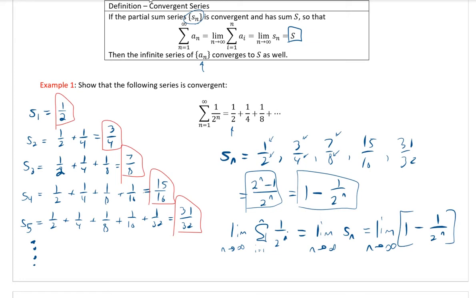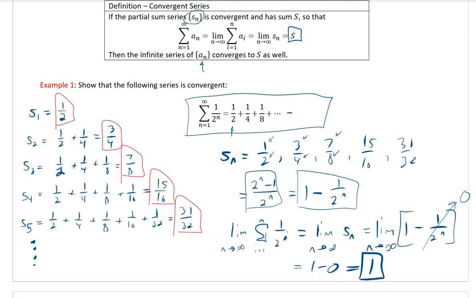And 1 minus 1 over 2 to the n, as n approaches infinity, this goes to 0. As n goes to infinity, this is just getting 1 over an infinitely large number. So this should be going to 0. So this is approaching 1 minus 0. This is approaching 1 as my answer. Therefore, I know that this infinite sequence is adding up to a sum of 1.